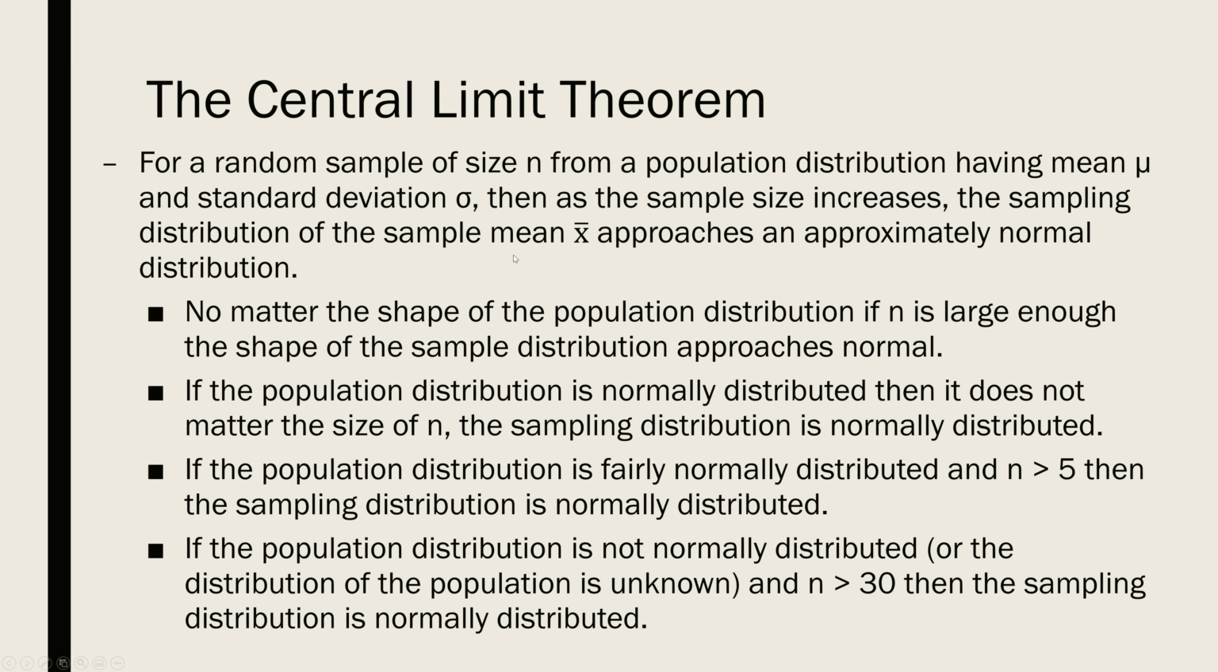The central limit theorem is a very important theorem. It tells us why we should use sample mean x bar. For a random sample of size n from a population distribution having mean mu and standard deviation sigma, as the sample size increases, the sampling distribution of the sample mean x bar approaches an approximately normal distribution. No matter the shape of the population distribution, if n is large enough, the shape of the sampling distribution approaches normal or bell-shaped.